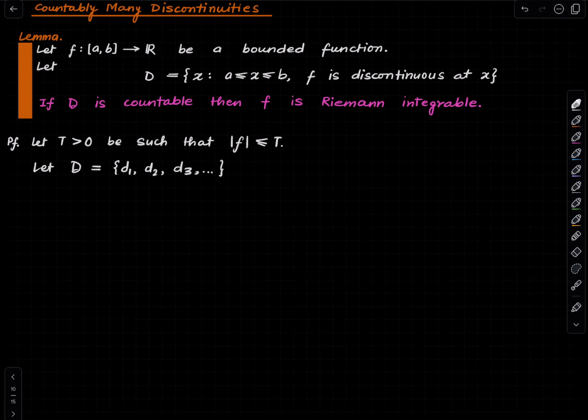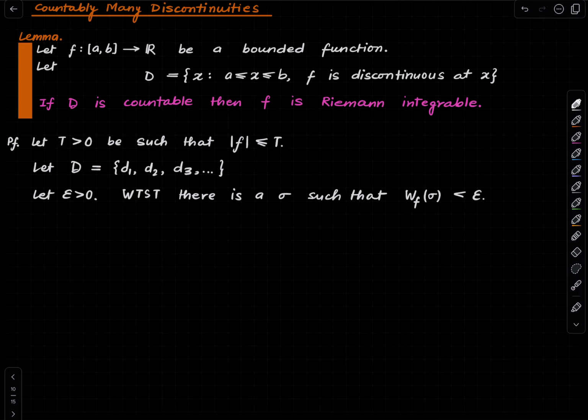Okay, so fix an epsilon greater than 0. We want to show that there is a sigma such that the oscillation of the function f with respect to sigma is less than epsilon. So there is a subdivision sigma of the domain of f such that this happens. This is what we want to do, as usual, the criterion for Riemann integrability.